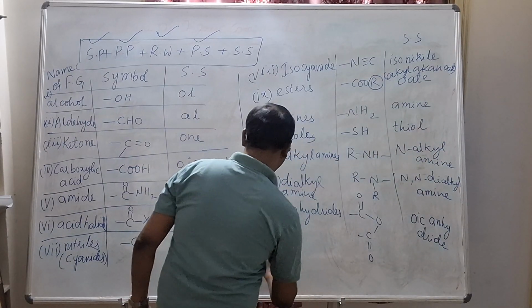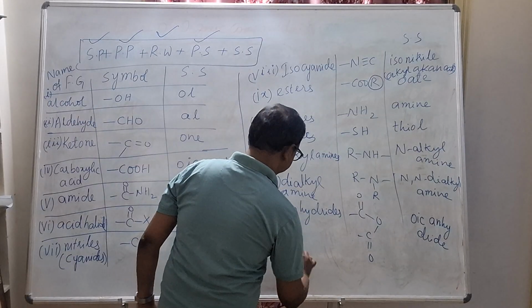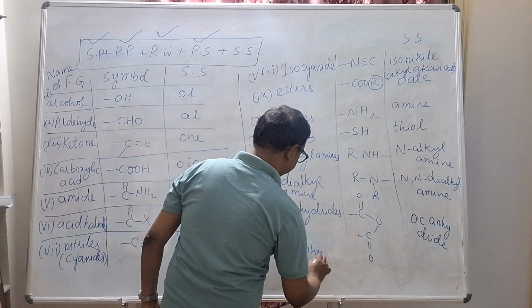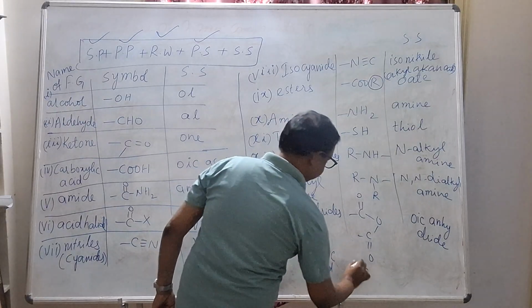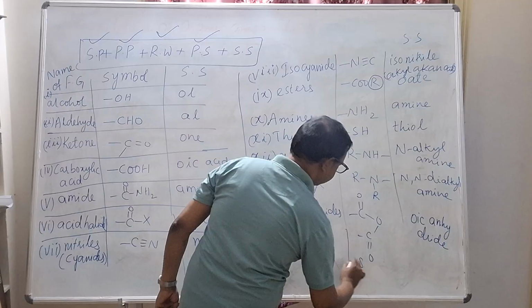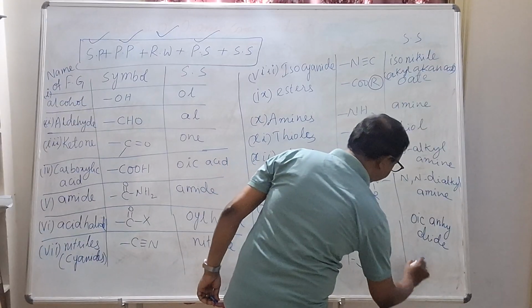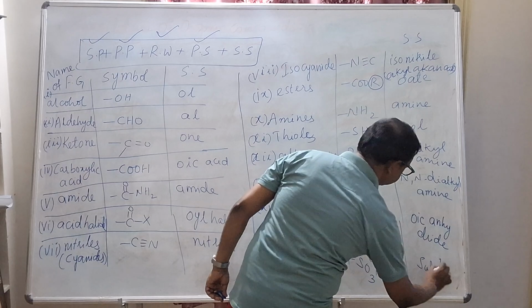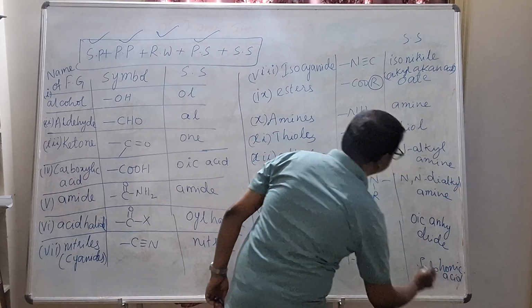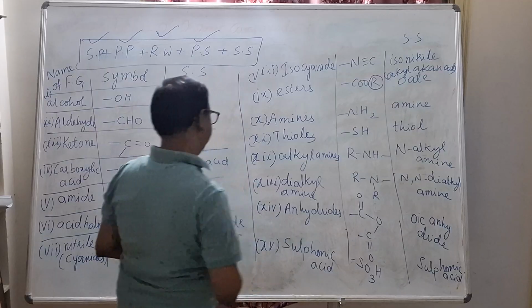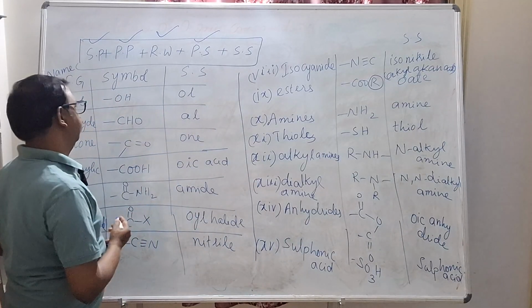Next, the fifteenth one is sulfonic acid. The group is SO3H, as in benzene sulfonic acid. The name is sulfonic acid. You have to write it here. These are the total 15 secondary suffixes.